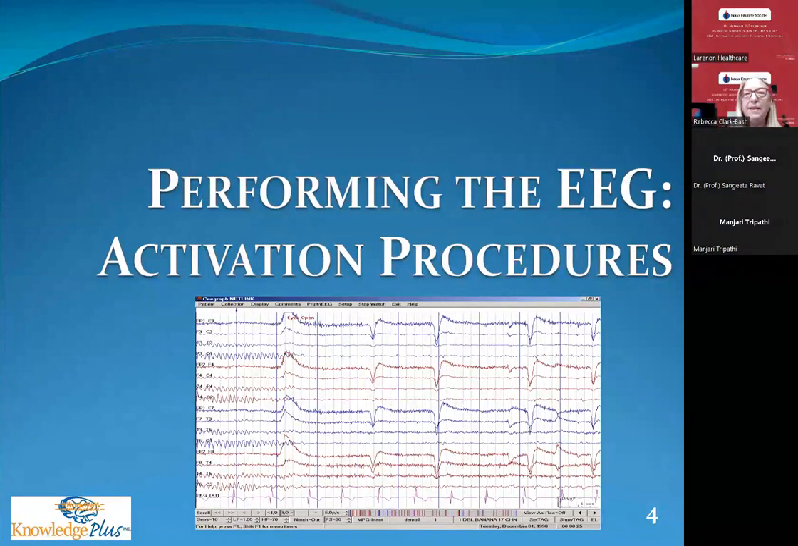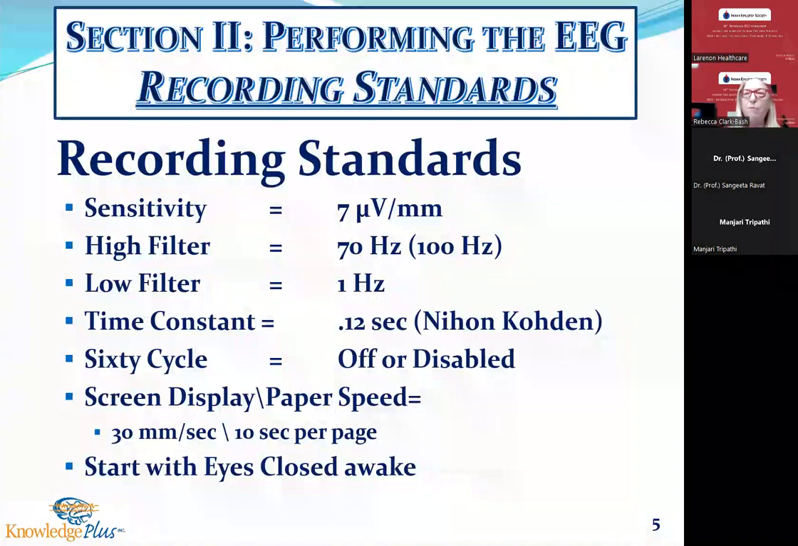So let's take a deep dive into activation procedures. When we start our EEG, the default setting is a sensitivity of 7 microvolts per millimeter. Of course, that's variable. For young children, maybe you have to turn it down a little bit to 10 or 15 microvolts per millimeter. For older people, alcoholics, and type A personalities like me, we have a very flat posterior dominant rhythm.